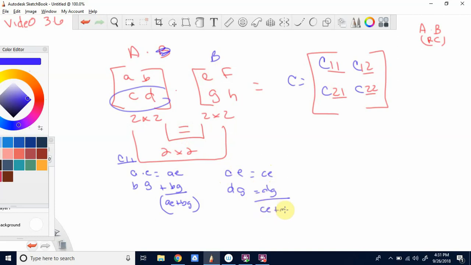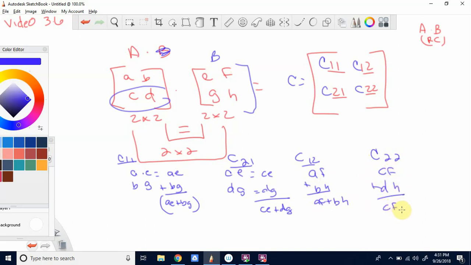You're going to add them together, CE plus DG. This is going to be C21. And then C12, row 1, AB, column 2, FH, and it's just the product of those. And we're going to add them, so we're going to get AF plus BH. Then we're going to take C22, and we're going to take row 2, CD, and column 2, FH, and then we're going to take the sum, CF plus DH. And this is what's going to go in those columns.